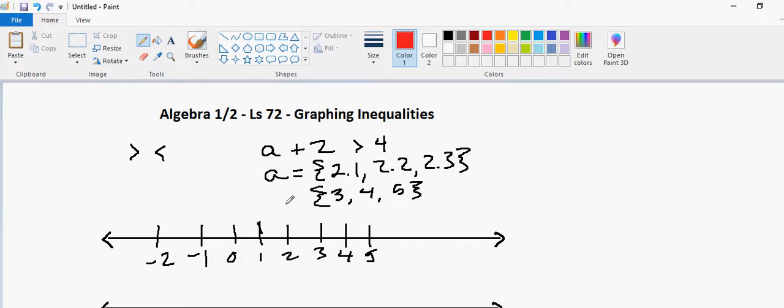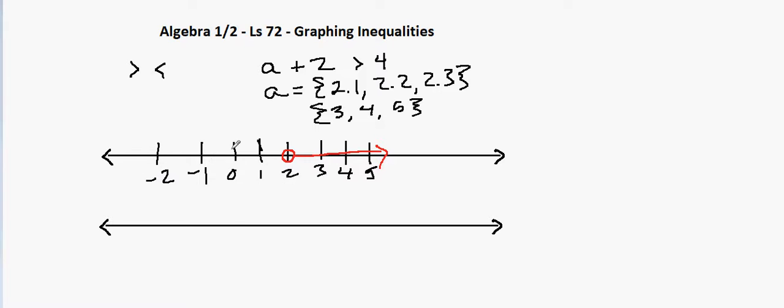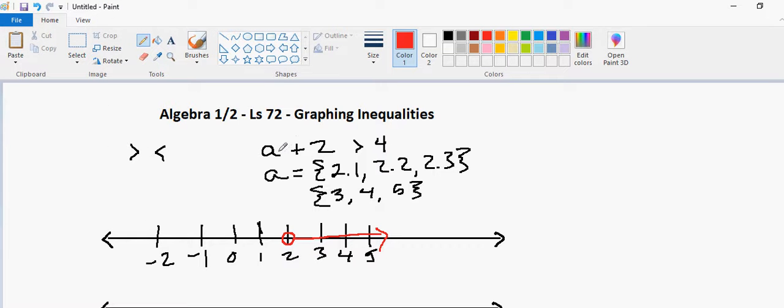I know that a is going to be at least 2. That means it can't be 2. I can't include 2, but I can put a circle around it showing that everything up to 2 is included. So if it's not equal to, I use an open circle. And then I can graph that to the right because it's all the numbers this way. These numbers could not satisfy that inequality, but any number on the red line could. You follow me?